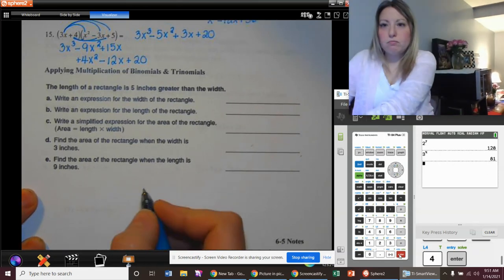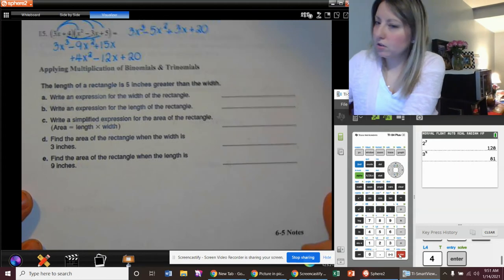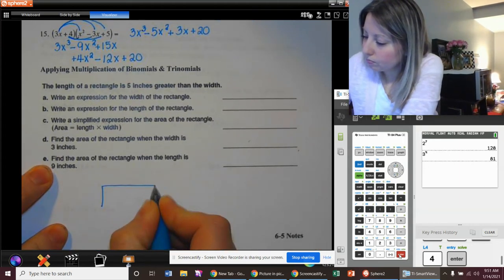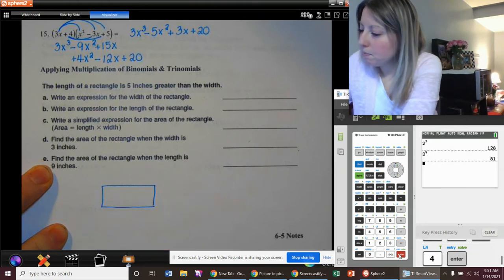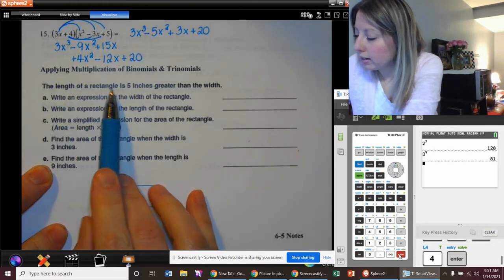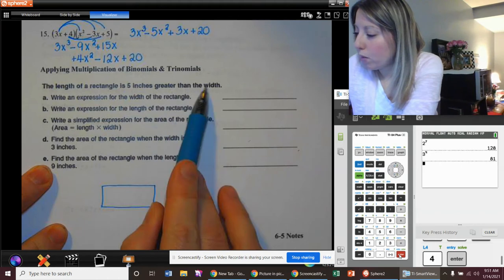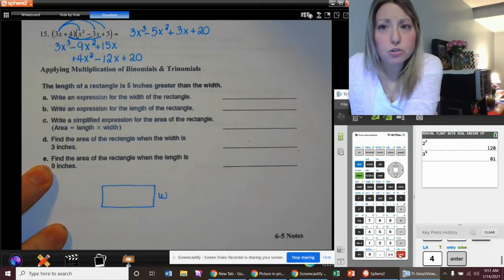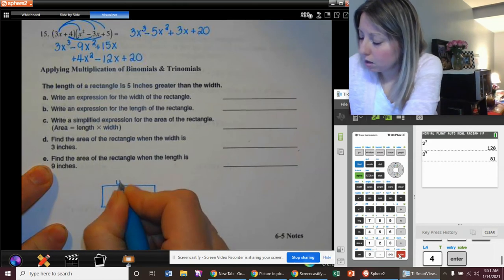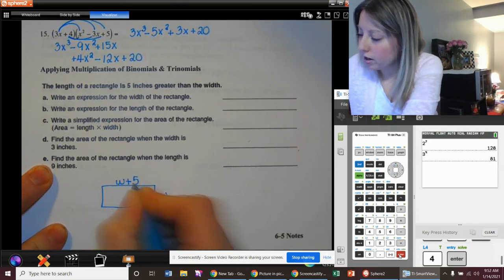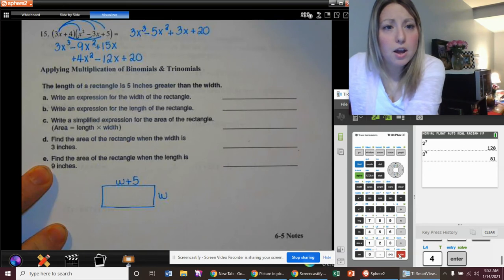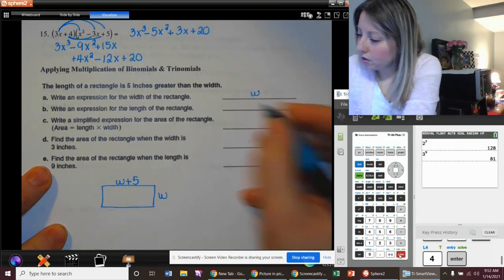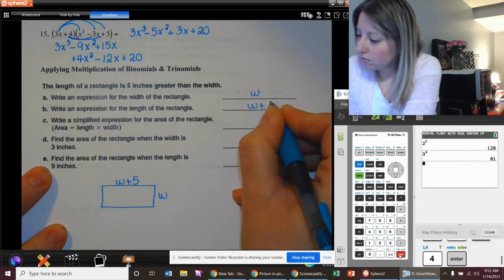Sorry, just trying to get comfortable and closer to this. I'm going to draw a rectangle. The length of a rectangle is 5 inches greater than the width. Well, I'm going to represent the width with a W. 5 inches greater than that would be the length, W plus 5. So there you go. Now, an expression for the width, I just said it, W. An expression for the length, W plus 5.